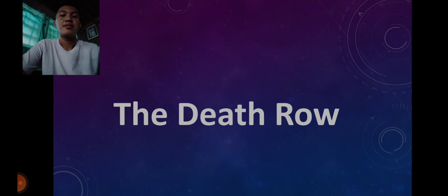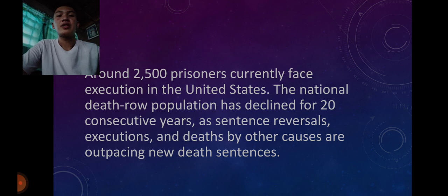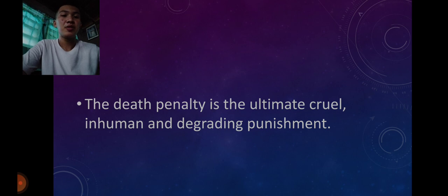The next is the death row. Around 2,500 prisoners currently face execution in the United States alone. The national death row population has declined for over 20 consecutive years as sentence reversals, executions, and deaths by other causes are outpacing new death sentences. The death penalty is the ultimate cruel, inhuman, and degrading punishment. Nganong gitawag siya cruel because this is kanaganing ang punishment sa usa ka convict is death.